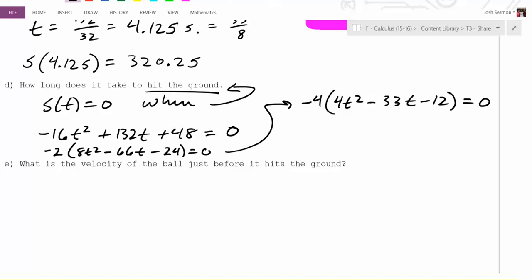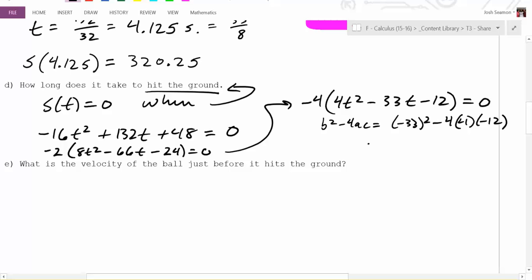What's that formula that we need to remember how to use? The quadratic formula. Do you remember what the thing underneath the radical is called? The discriminant, and that's b squared minus 4ac. So in this case, that's going to be negative 33 squared minus 4 times 4 times negative 12.